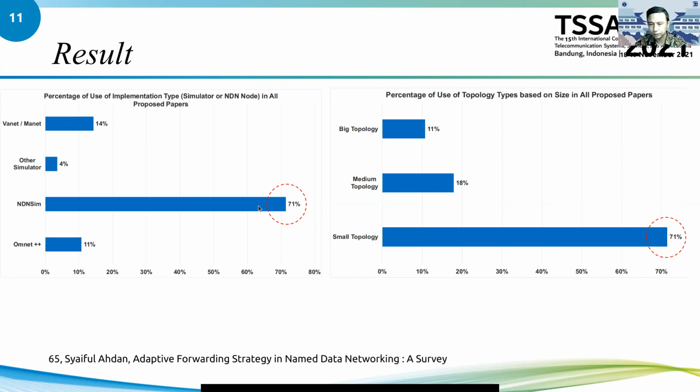71% of proposed forwarding strategies are realized in the ndnSIM simulator, and 21% of the proposed forwarding strategies are realized in small topologies, for the percentage of topology type based on size in all proposed papers.